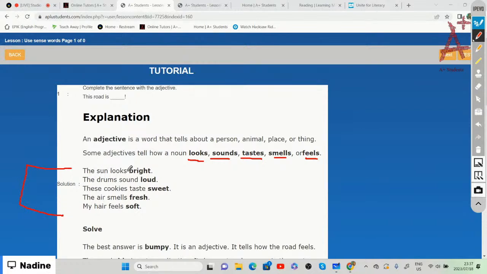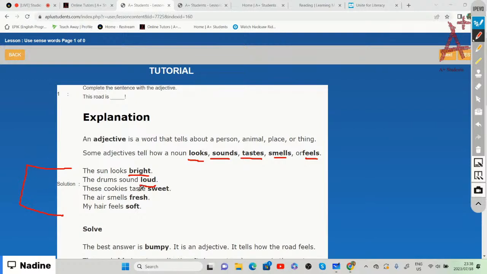And if we look at a few examples, right? The sun looks bright, right? It looks bright. So bright being our adjective, right? Which tells us how the sun looks, right? So the sun looks bright. The drums sound loud, right? So sound can either be a soft sound or a loud sound. So in this case, it is loud. Loud being an adjective telling us about sound, right? Hearing.